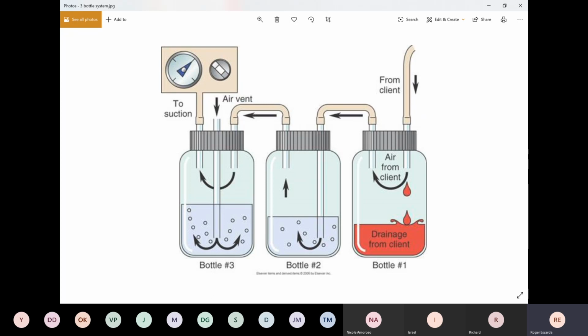So this is the actual setup. You have three sterile bottles, each with a watertight cover. This is made of rubber, so you can stick stuff into it, kind of like the top of a vial wherein you can stick a needle and then it will seal right after you remove the needle. So you stick a tube here. This one is connected to the patient. This is the patient's chest tube. So fluid will drop here, of course.